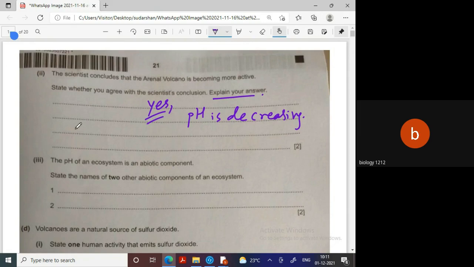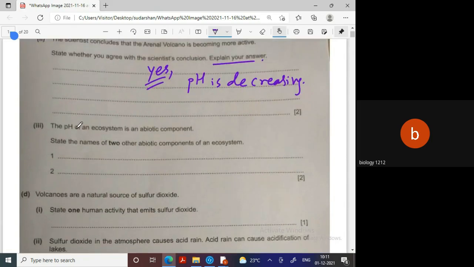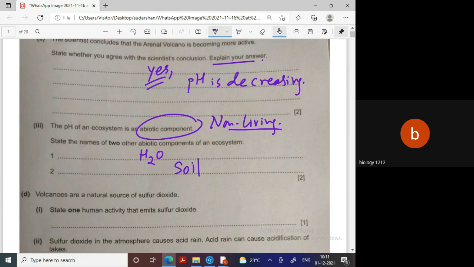Next one, state the name of two other abiotic components that are present in the ecosystem. Abiotic components are nothing but non-living things in the ecosystem or in the ecology. So non-living thing is what? One is you can put water, second one you can put soil, or you can put temperature also. Okay, temperature, soil, and water.